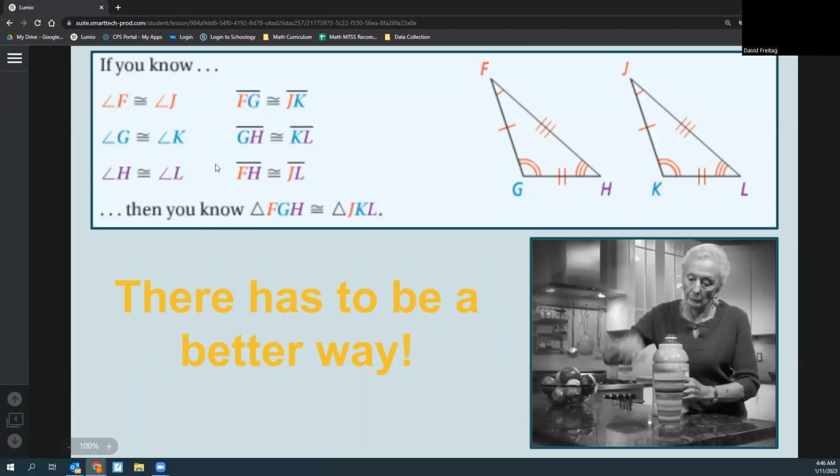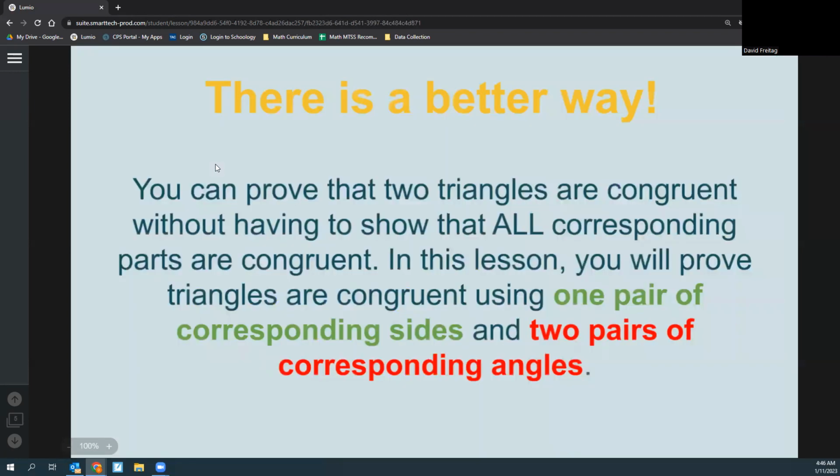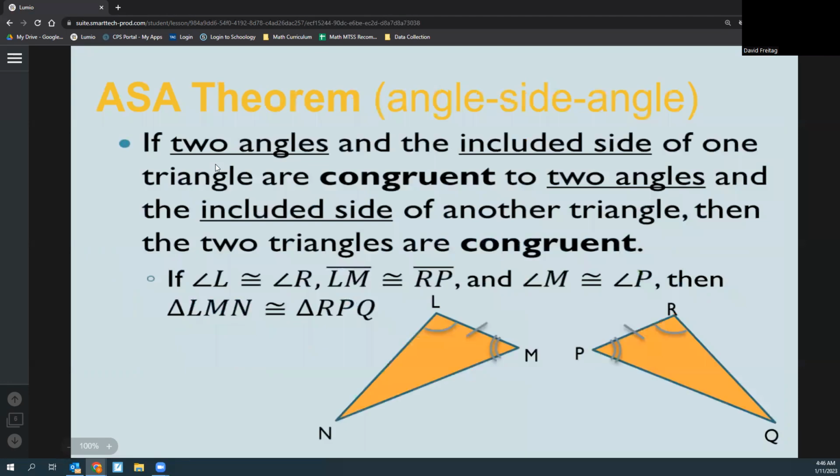However, there has to be a better way than having to crank out all of those all the time. And so there is a better way. You can prove that two triangles are congruent without showing that all the corresponding parts are congruent. In this lesson, you'll prove that triangles are congruent using one pair of corresponding sides and two pairs of corresponding angles. And it's used by these two theorems.